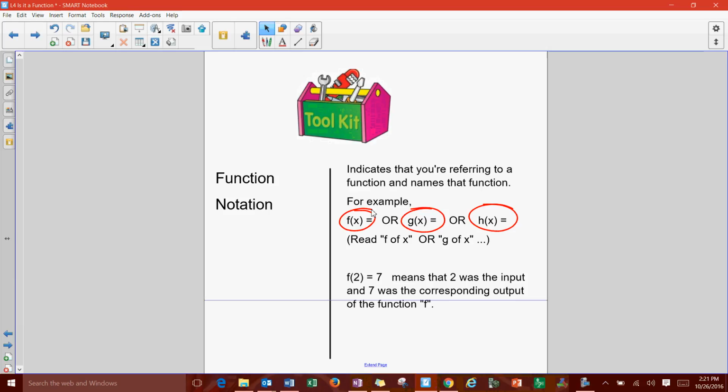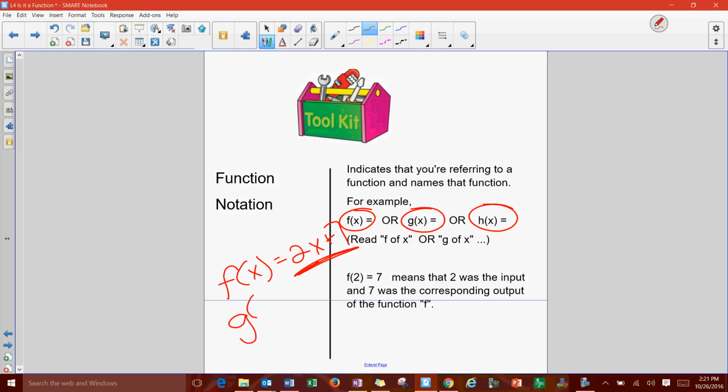And when you read it, notice I wrote that it's read f of x or g of x. A lot of times you'll see equations that say f of x equals 2x plus 7. That just means let's call this function 2x plus 7, let's call that function f. And if we have g of x is equal to 3x, let's call this 3x, let's call that function g, okay? So basically f of x, g of x, this function notation is no different than saying y is equal to 2x plus 7 or y is equal to 3x. Function notation allows us to differentiate between this y and this y. It kind of gives us a name. Okay.